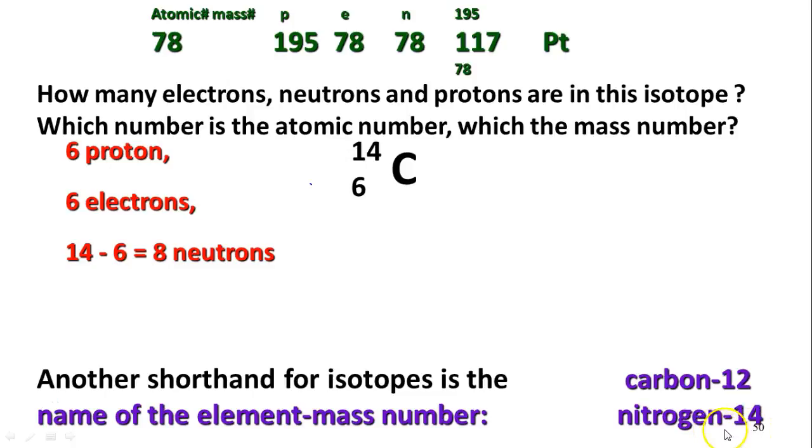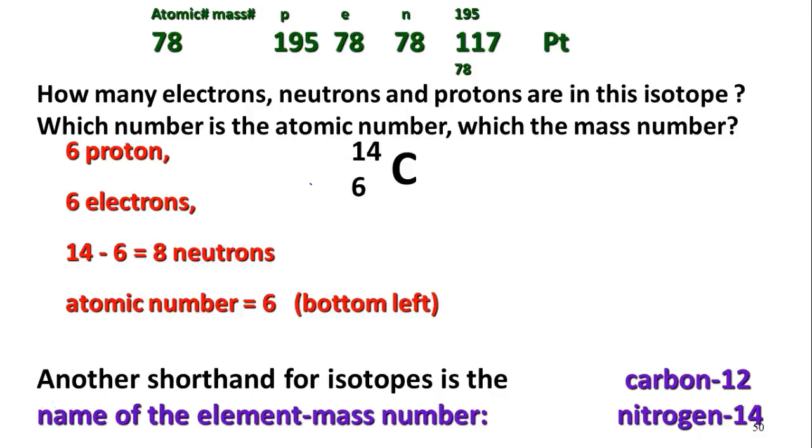Considering that, remember, this 14 at the end is the mass number. It's not the atomic number, it's the mass number. So figure out how many neutrons are in that nitrogen atom.